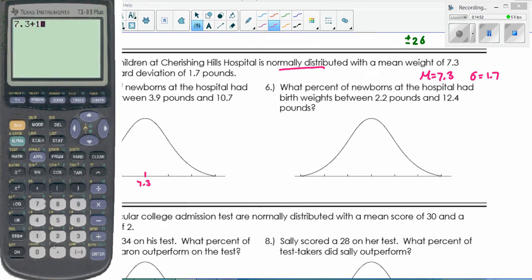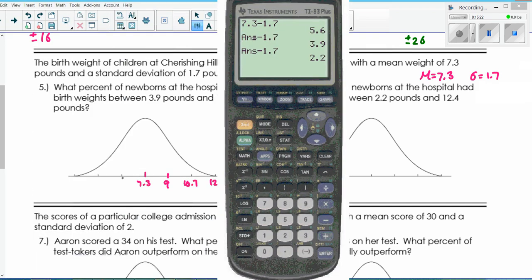So we can take 7.3 and add 1.7. Okay, so this is my 9. This is my 10.7. I'm going to go all the way to the edge. So 12.4. Okay, and then I need to go the other way. So 7.3 minus 1.7. Alright, so 5.6, 3.9, and 2.2.